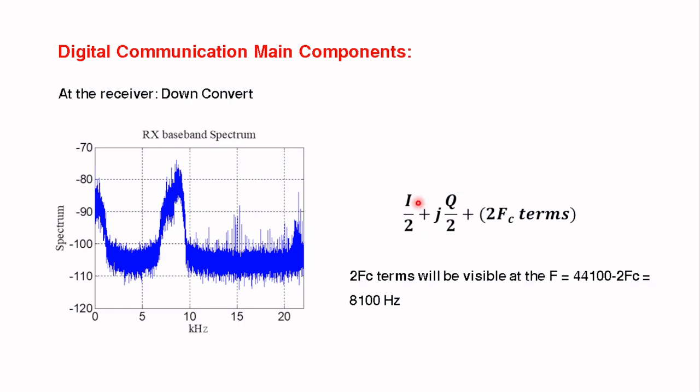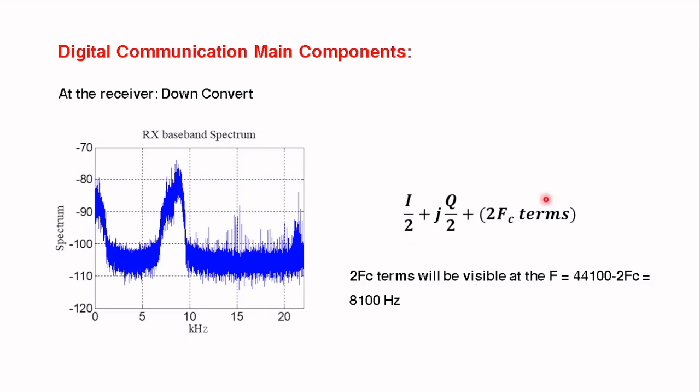So after multiplication and analytically doing the math, we will get the following result. So first we'll preserve the I and the Q components. This is the baseband symbols that we started with. We have some other doubled carrier frequency components, and this can be seen here. So this is the baseband signal that we started with, and this corresponds to the carrier frequency components.